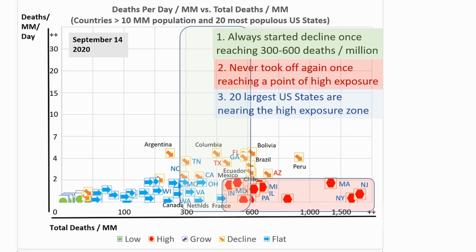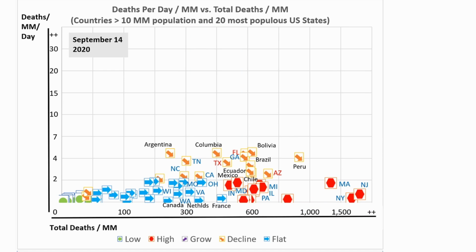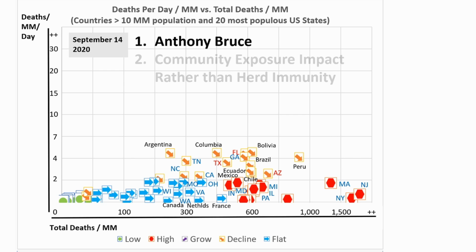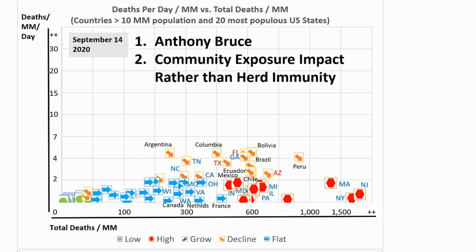But before getting started, three introductory points. First, my name's Anthony Bruce. My business is data analytics. I've held positions including president, applied analytics of a Global 2000 firm, co-founder and CEO of a cloud-based predictive analytics company. Second, throughout this presentation, I'm going to be using the term community exposure impact rather than herd immunity.